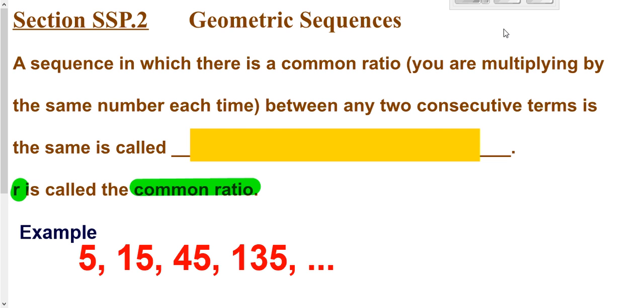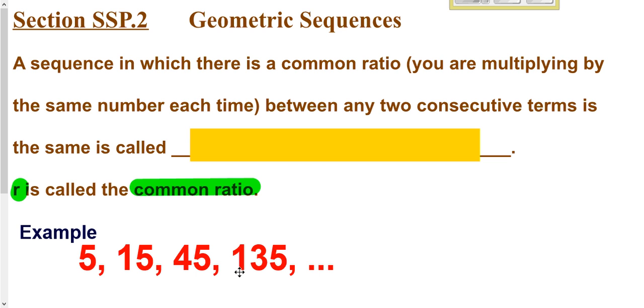We're going to go ahead and talk about a geometric sequence. Remember, sequences are when you are just listing terms like what we have at the bottom. This is an example of a geometric sequence. For geometric sequences, you're multiplying by the same number each time.